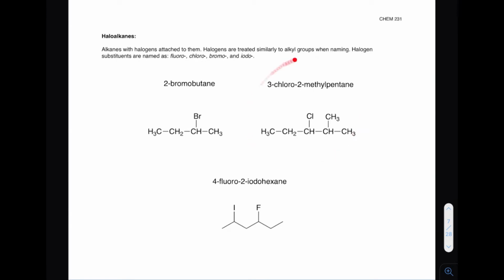And in this one, we have 3-chloro-2-methylpentane. And then finally, we have 4-fluoro-2-iodohexane. So go through these and try to convince yourself that they all make sense. Maybe even get rid of the name and see if you can name them on your own, remembering the rules that I gave you.